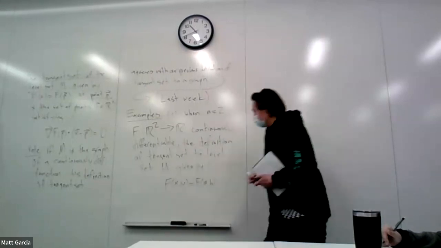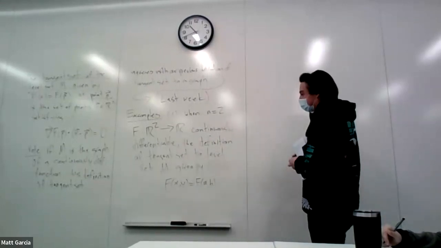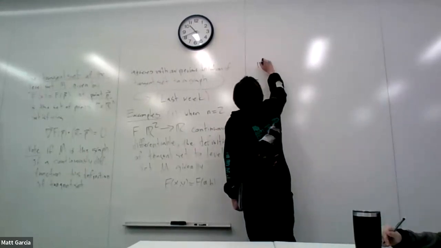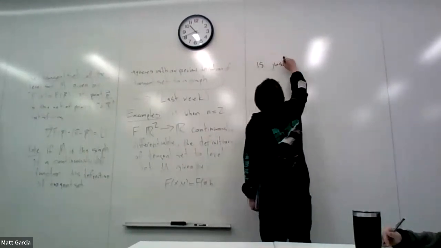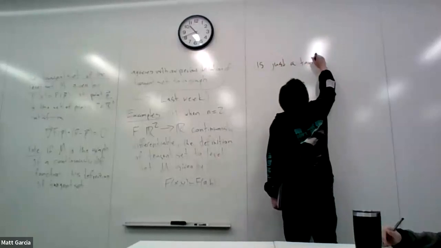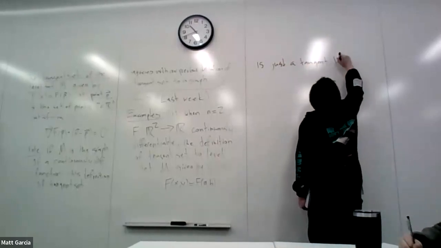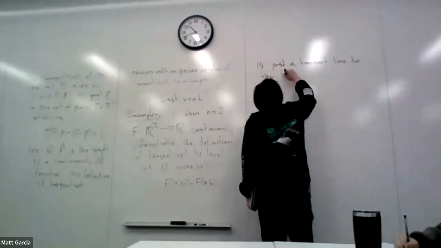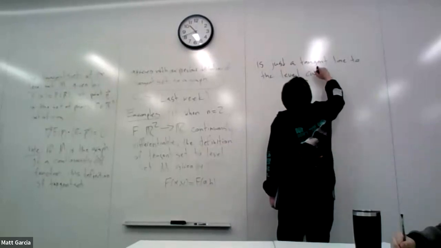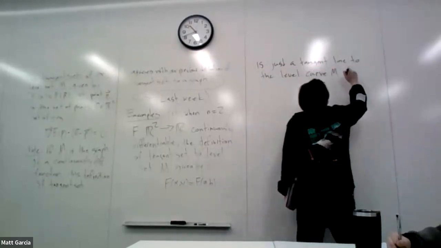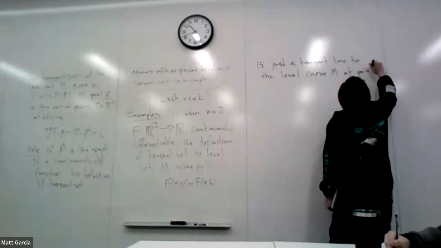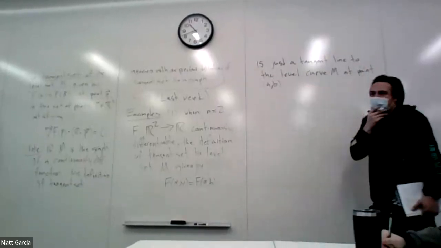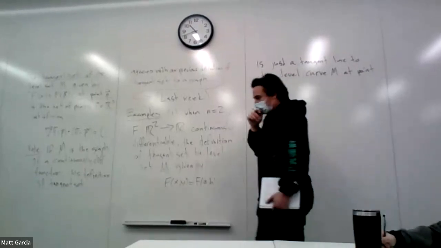So the tangent set to the level set M given by this equation is just a tangent line to the level curve M at the point A comma B.